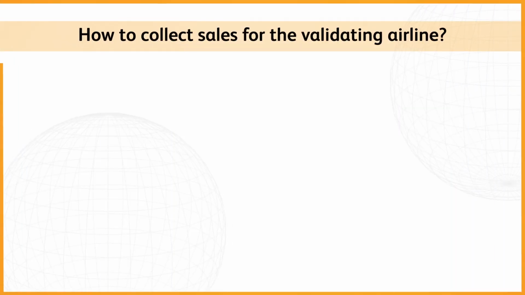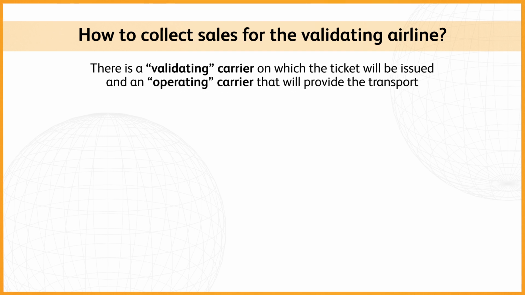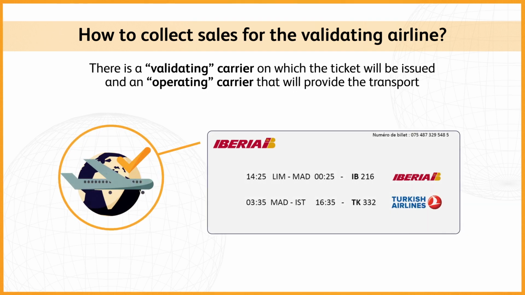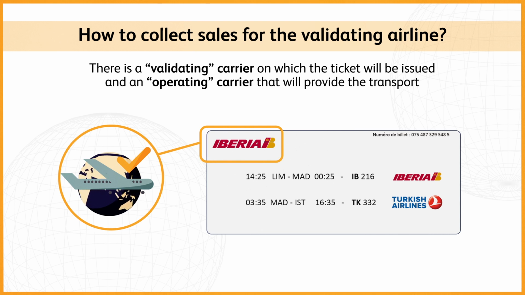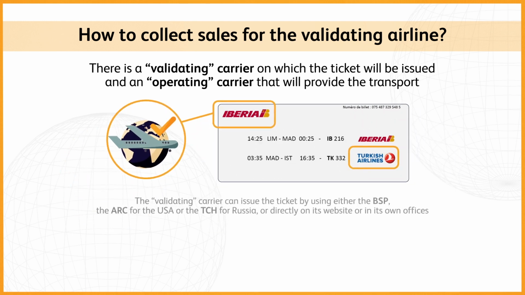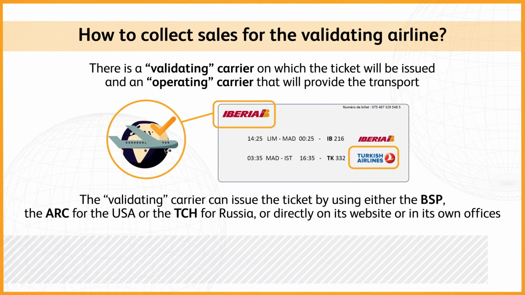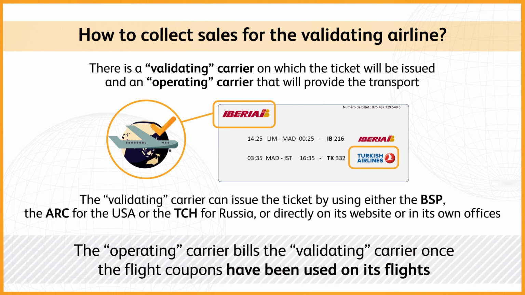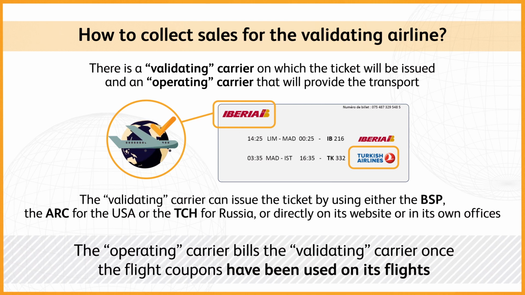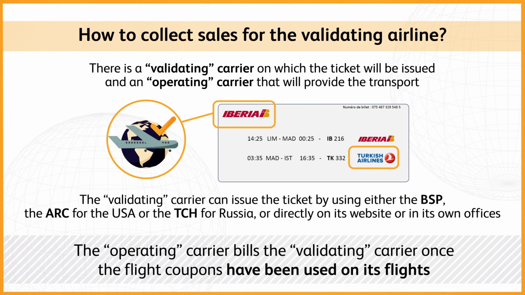For any transport sale performed within the framework of an Interline agreement, there is a validating carrier on which the ticket will be issued and an operating carrier that will provide the transport. The validating carrier can issue the ticket by using either the BSP, ARC for the USA, or TCH for Russia, or directly on its website or in its own offices. The operating carrier bills the validating carrier once the flight coupons have been used on its flights, as it is explained in the course on the money flow.